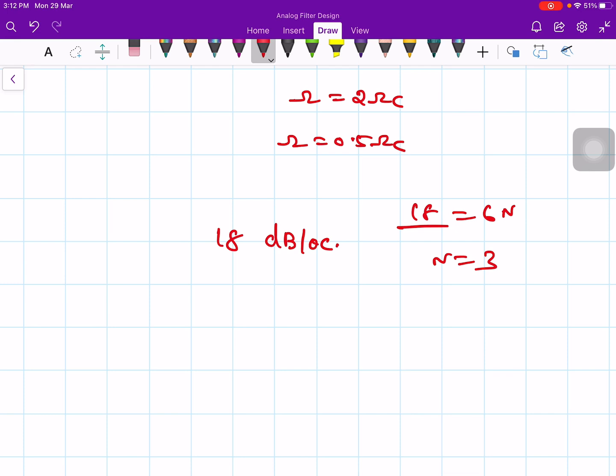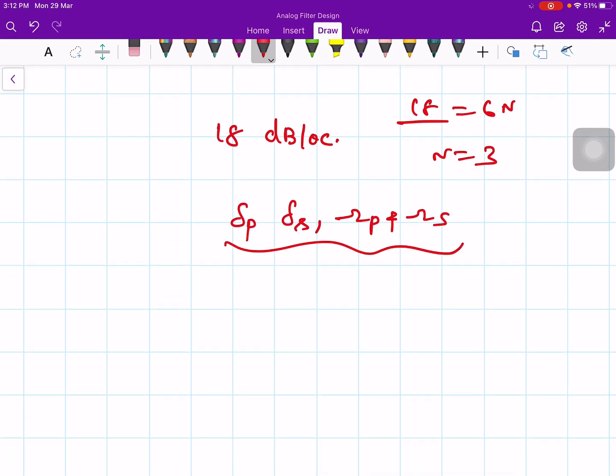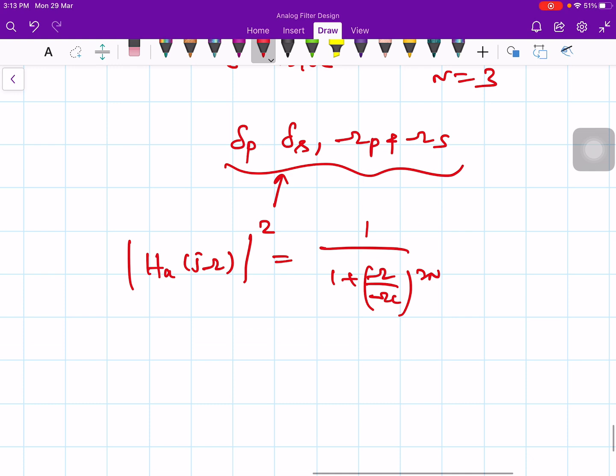So how will we specify the Butterworth filter? As I said, specifications will always be in the form of passband attenuation, stop band attenuation, passband frequency and stop band frequency. This is how in practice a required filter is specified. Anyway, we will come back to this a little later. But before that, if you know the magnitude squared of capital H A of j omega as 1 plus omega by omega c to the power 2n, this right hand side is not adequate for designing the filter.